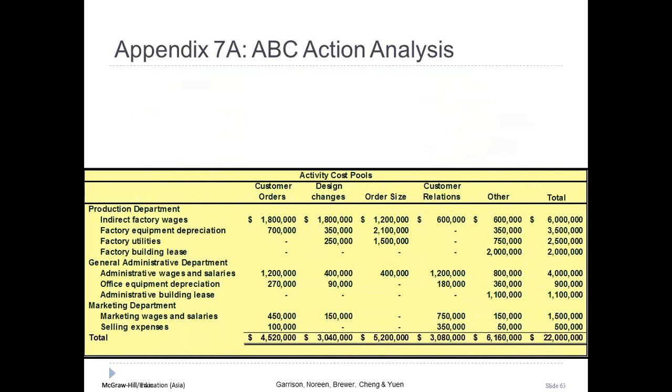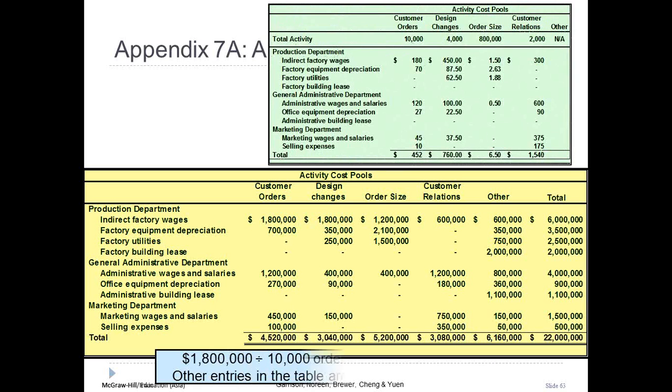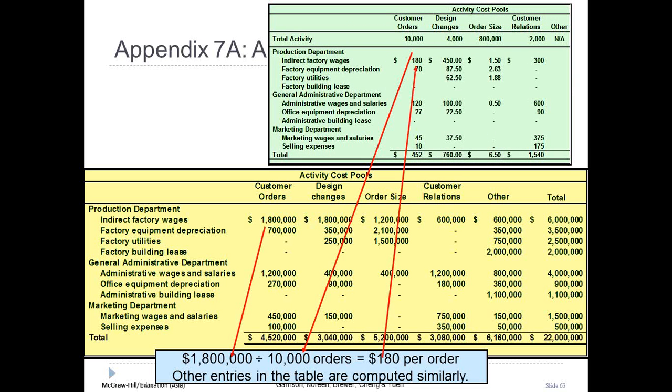Rather than computing one activity rate for each activity cost pool that was done previously, an activity rate is computed for each type of overhead cost, so for each cell in the matrix. For example, the customer orders activity has 6 activity rates that sum to the total of $452 from the conventional ABC analysis.